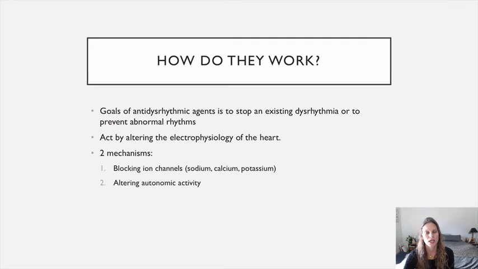And then the other option is to alter autonomic activity. So that's the other option here. So what I'm going to do is start by showing you the classifications just really quickly, and then we'll go into each one of these in a little bit more detail. So here's our general classification of the most common antidysrhythmic agents. There's different ways that people like to talk about these, but this seems to be the most popular way to approach it.